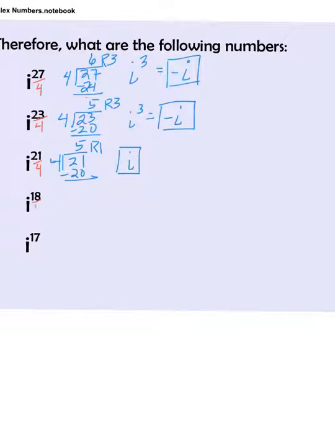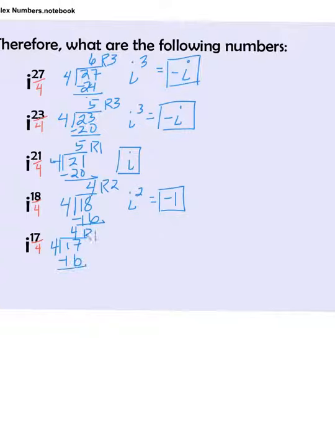Divide 18 by 4. 4 goes in there 4 times. 4 times 4 is 16. That leaves me with a remainder of 2, which means I would have i squared, and i squared has a value of -1. Finally, we're going to divide 17 by 4. 4 goes in there 4 times, which is 16. That leaves you with a remainder of 1, which is i.